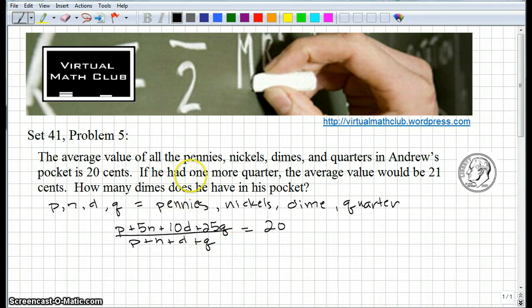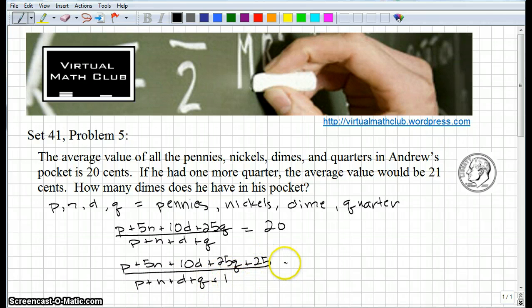And then it says if he had one more quarter, he would have an average of 21 cents. So I could write that similarly: 1 cent times the number of pennies, plus 5 cents times the number of nickels, plus 10 cents times the number of dimes, plus 25 cents times the number of quarters. And one more quarter would give me 25 cents, so plus 25, all over P plus N plus D plus Q. And then we added one more coin, so that's plus 1, and that's equal to 21.